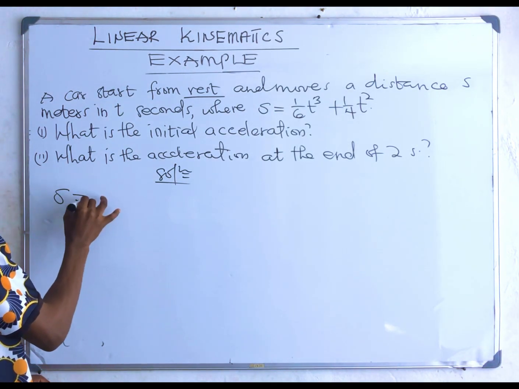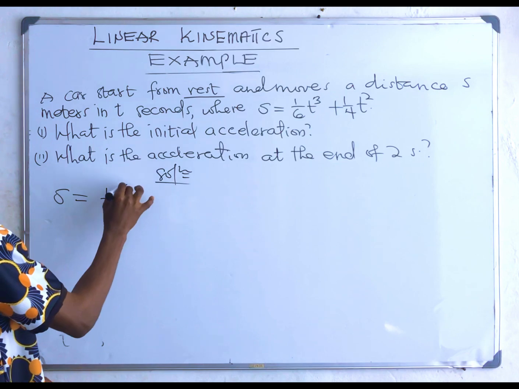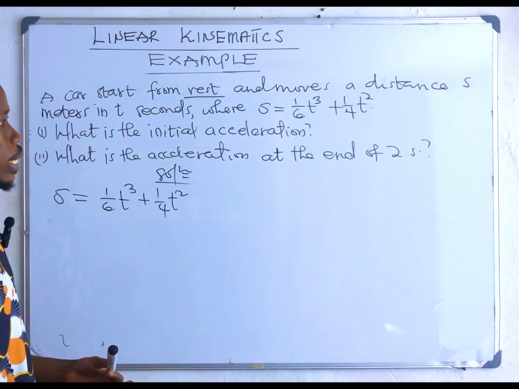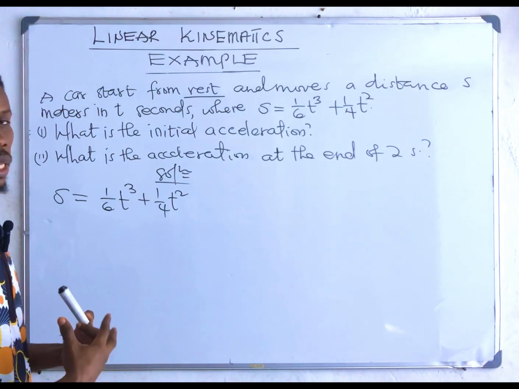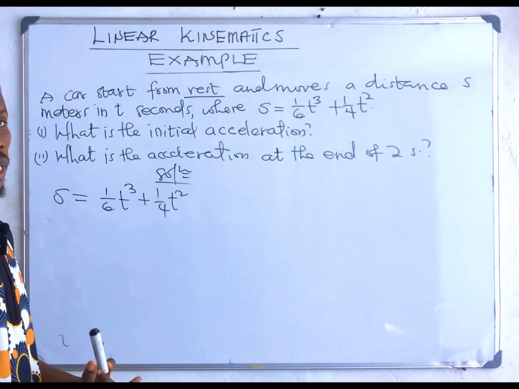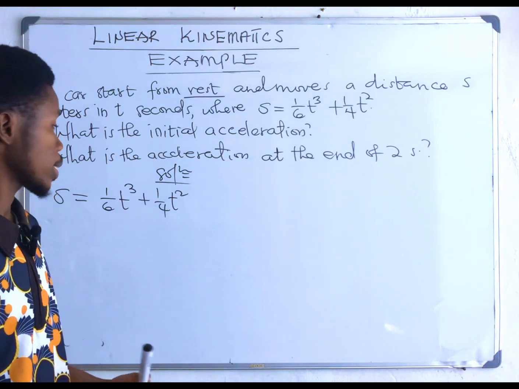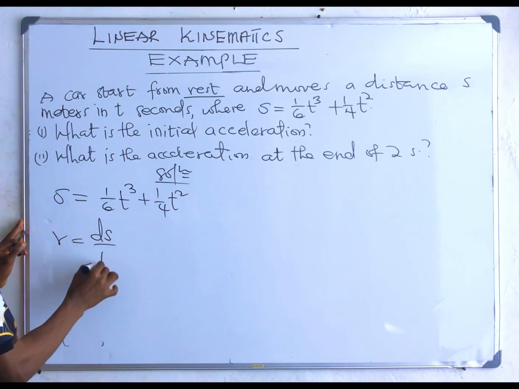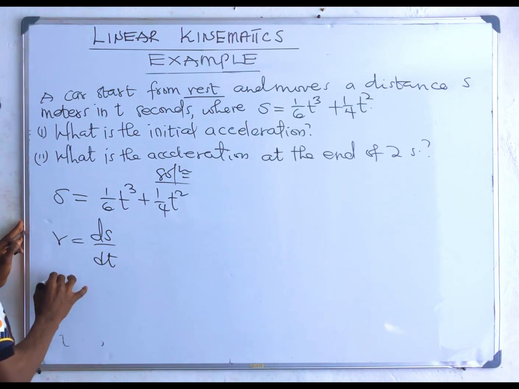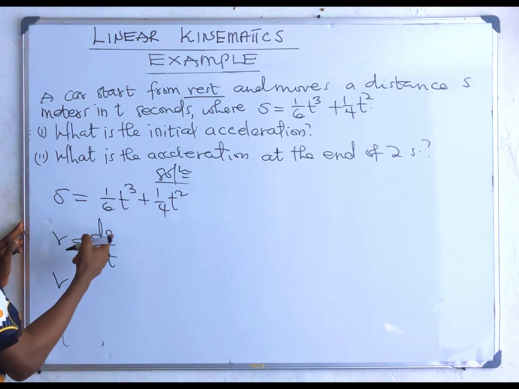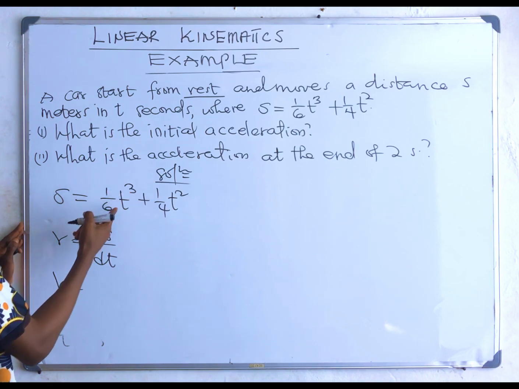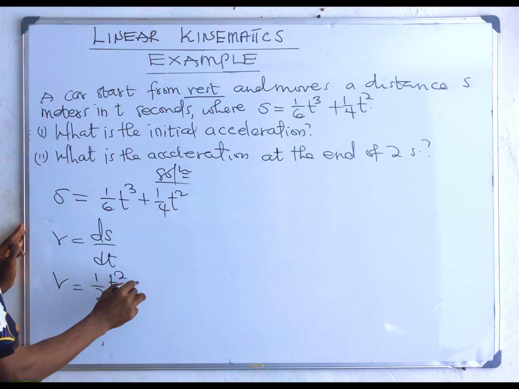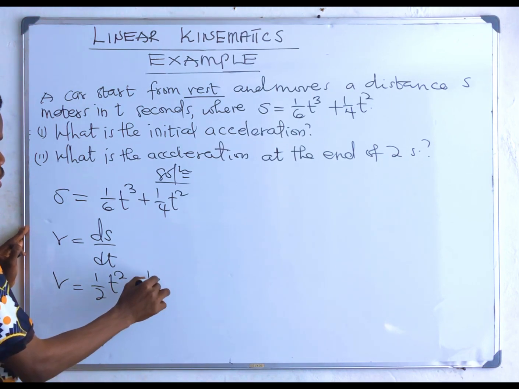Here the distance has been given as 1 over 6 t cubed plus 1 over 4 t squared. Since we need acceleration, we need to differentiate the distance to get velocity. Then after getting velocity, we differentiate to get what? Acceleration. So my velocity will be equal to ds over dt. If I differentiate this, it will give us 1 over 2 t squared plus 1 over 2 t.